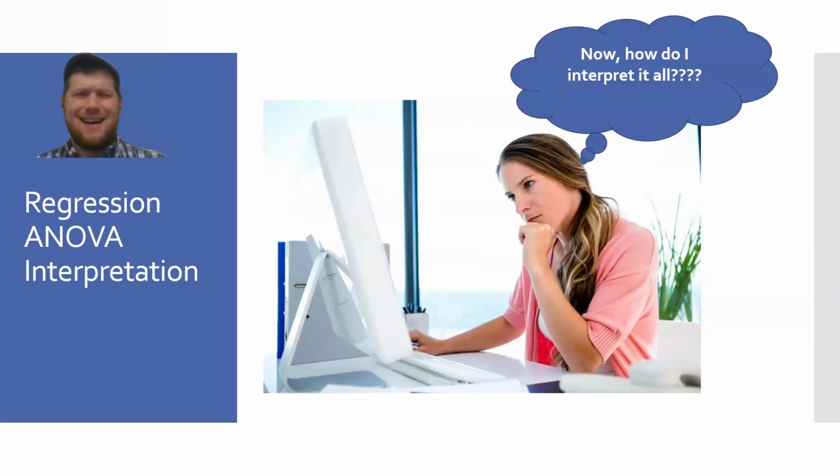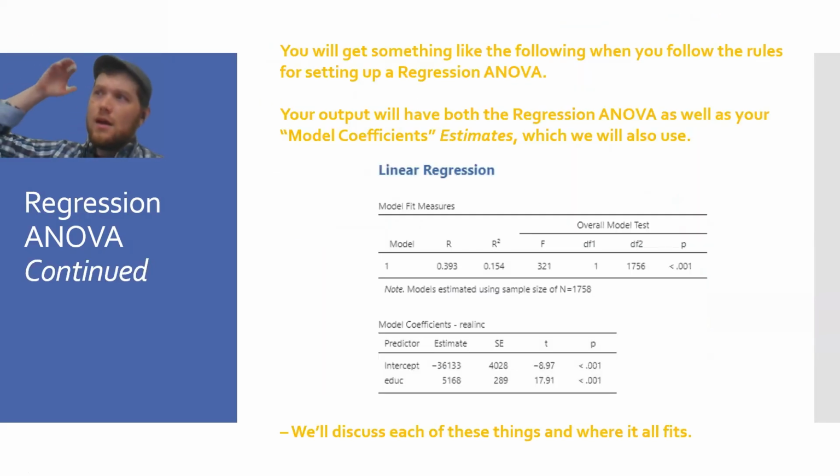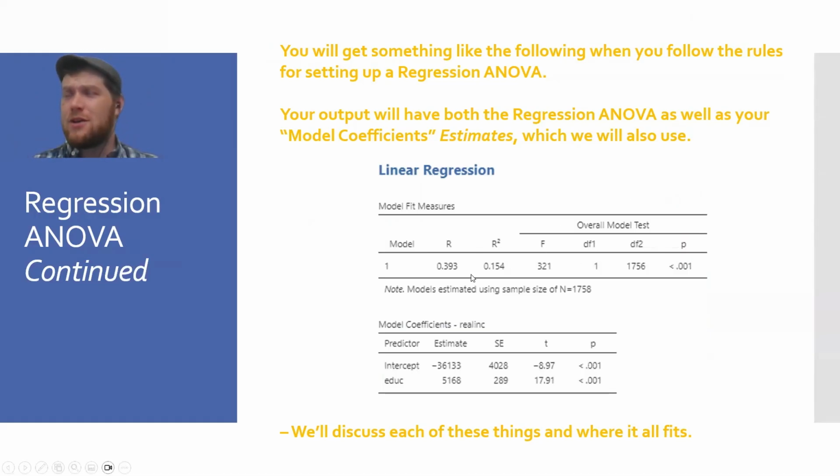All right, how do I interpret it? Let's break this down. You're going to get something like this with the ANOVA output, and you're going to have both the regression ANOVA table as well as the model coefficient estimates that we're going to use as well. And we'll discuss each of these things and where it all fits.